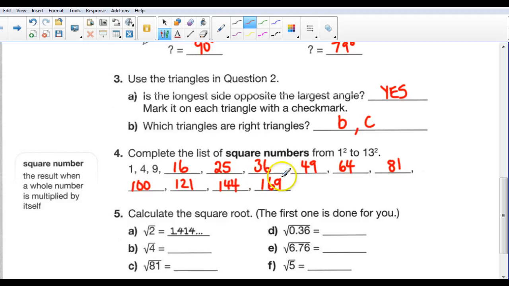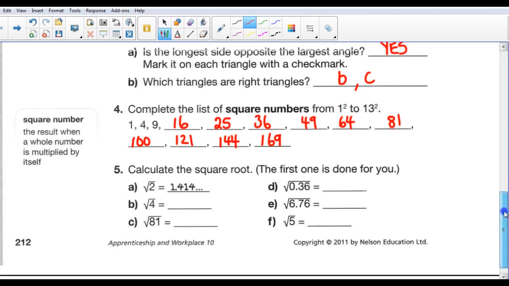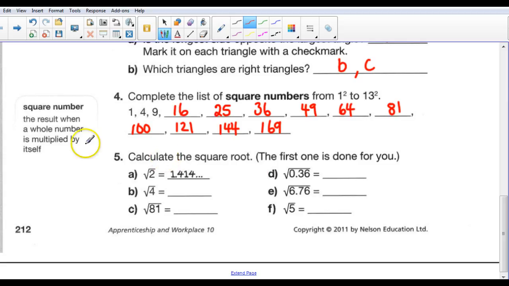Now, how did I know that? It's because I have memorized certain mathematical things to help make my calculations easier. This is one of the things that you could memorize, is squares of the numbers 1 to 13, because it'll make doing other calculations a lot easier and faster. Okay, so a square number is just the result when a whole number is multiplied by itself.